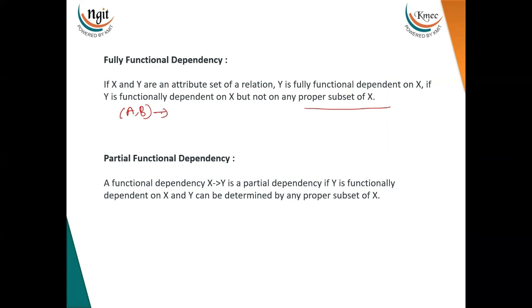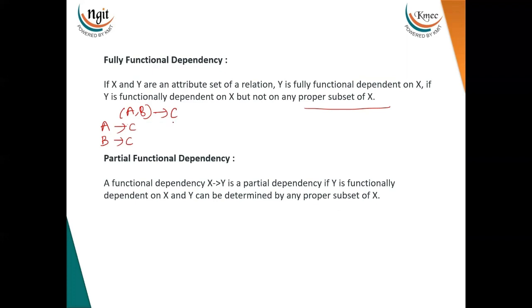And this is going to determine the value for C, right? C is an attribute which is functionally dependent on these two attributes, that is A and B. Now, if C is identified by A, then you cannot say that it is fully functionally dependent on A and B. Similarly, if C is identified by B, then also you cannot say that C is fully functionally dependent on A and B. The value of C must be determined only with the combination of the values of A and B.